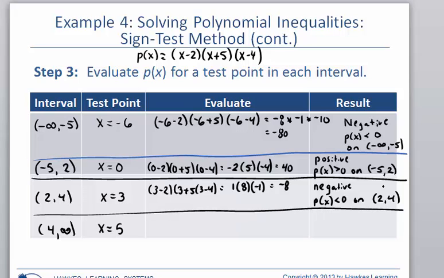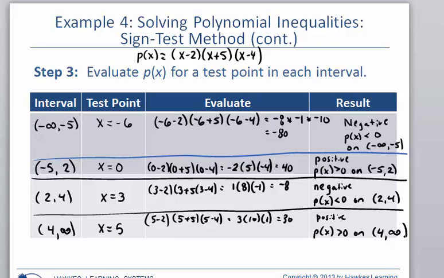And our last one, our test value is 5. So we'll plug 5 into our function. 5 minus 2, 5 plus 5, 5 minus 4 gives me 3 times 10 times 1, which gives me 30. And again, that is going to be positive, which means that my function is greater than 0 on any number in the interval from 4 to infinity. And that takes care of step 3.